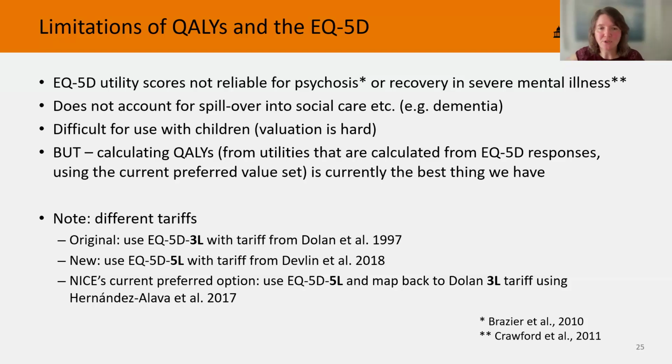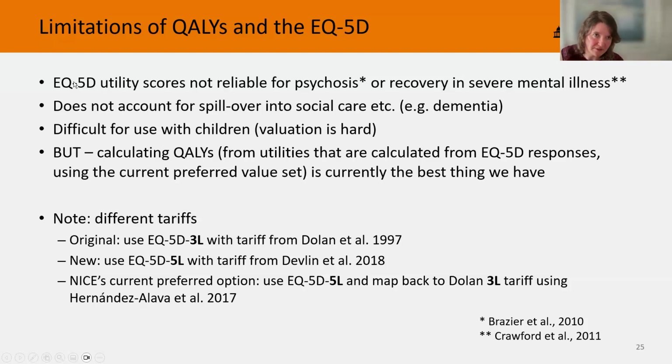So the current preferred option for NICE is to use the 5-level, but then map back to the 3-level. So I think using the 5-level is kind of future-proofing it because it is a more sensitive measure, but then you're mapping back to the 3-level tariff. So it's a bit of a shame. What we tend to do is use the 5-level and then do the NICE mapping as the base case analysis, and then also produce the answer using the Devlin new 5-level tariff and have that as a sensitivity analysis. And there's always a slight difference, but it's not a huge difference. So that's part of the sort of complications around using EQ5D, but it doesn't make a big difference.